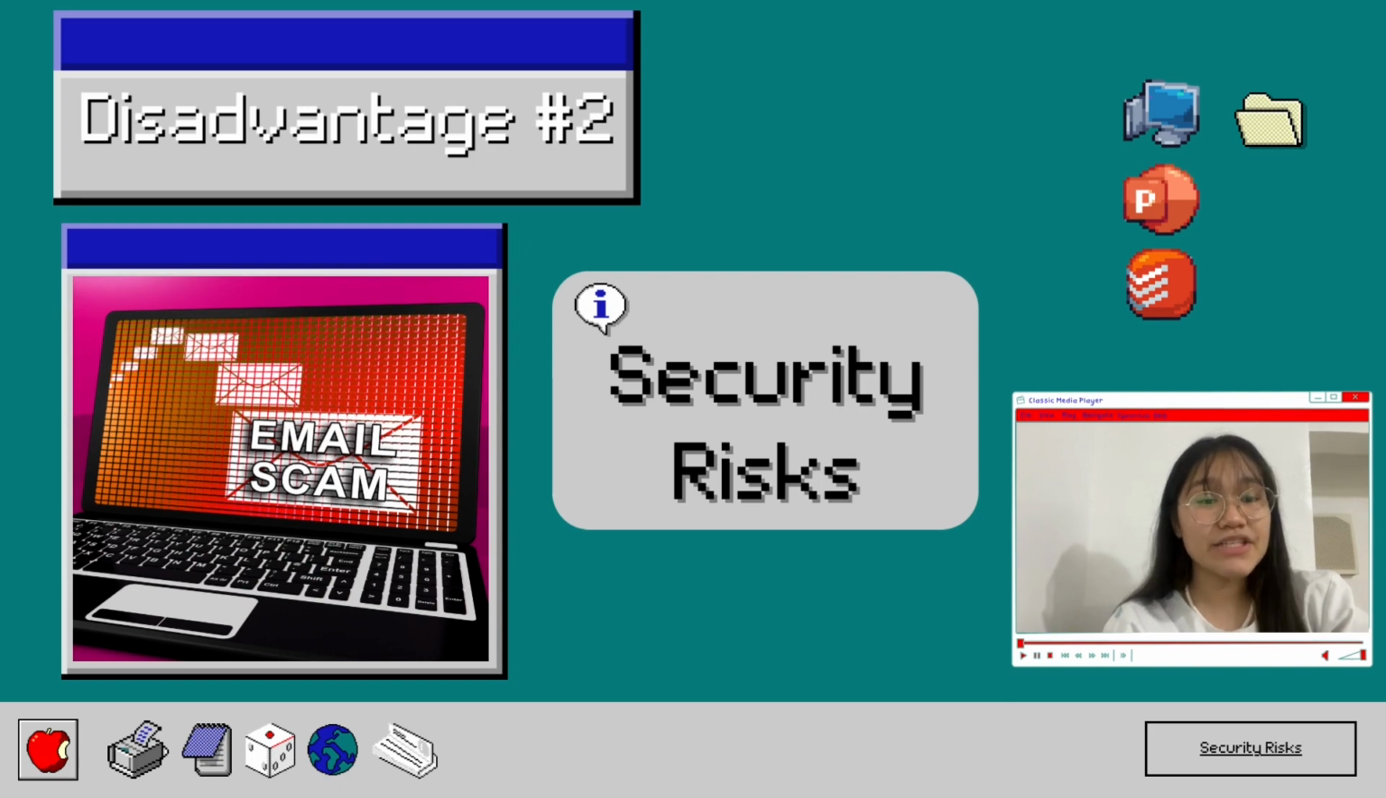Disadvantage number two is security risk. Emails can be susceptible to hacking, phishing attacks, and other security breaches. Sensitive information sent via email may be at risk if proper security measures are not in place.